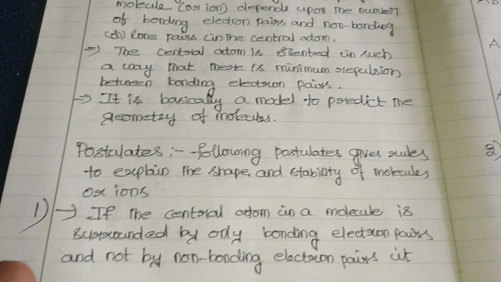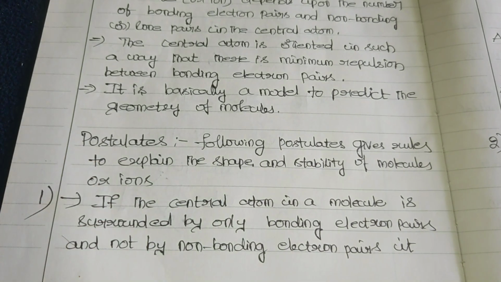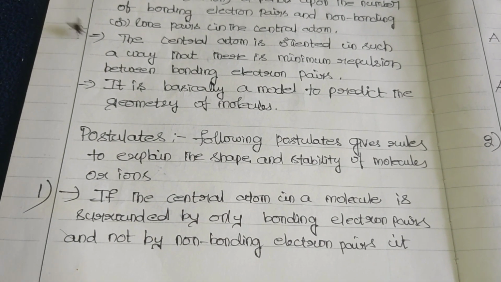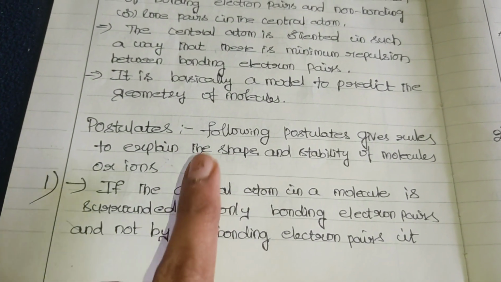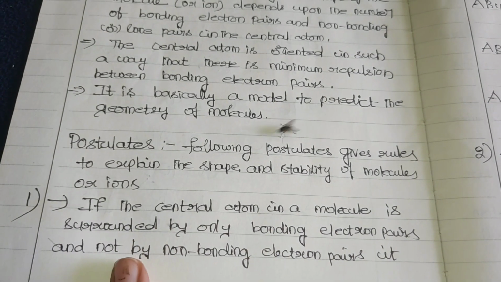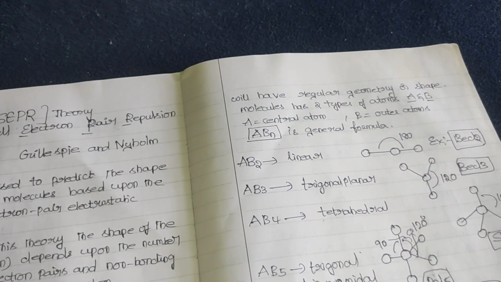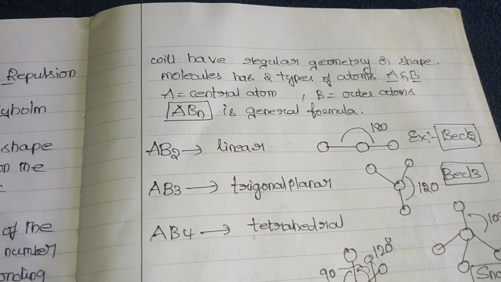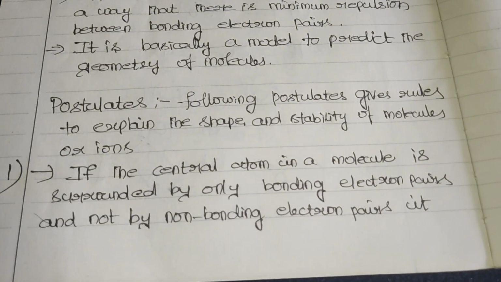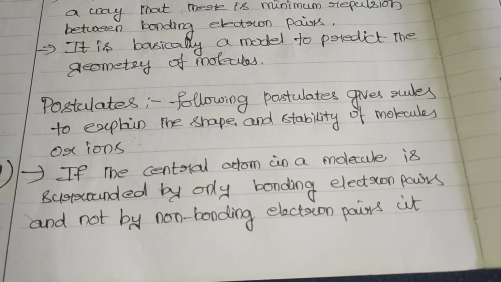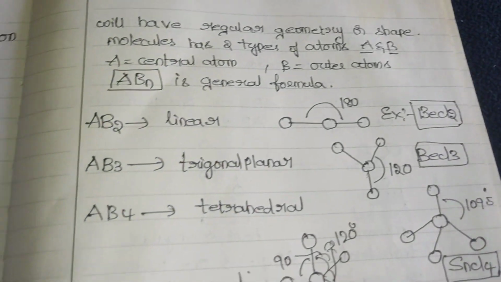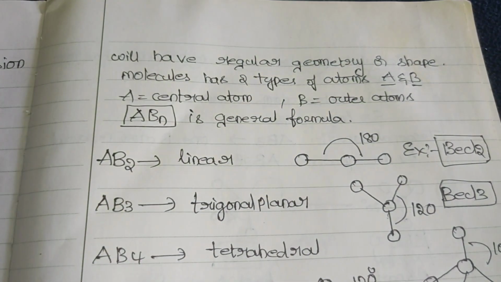So what are its postulates? These postulates are the rules for how the molecules will be, their shape, and their stability. The first is: if the central atom in a molecule is surrounded by only bonding electron pairs and not by non-bonding electron pairs, then it will have regular geometry or shape. So if the central atom has only bonding electrons and no lone pairs or non-bonding electrons, the shape will be regular geometry.